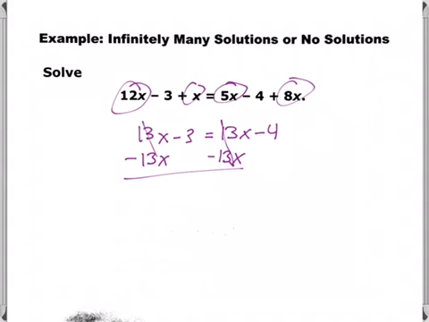Cancels, cancels, just like the last problem. But this time I've got negative 3 equals negative 4. That's not a true statement. They're not really equal. So this is a false statement, so it has no solution. No matter what value we choose for x, this is not going to work. So this is an equation with no solution.